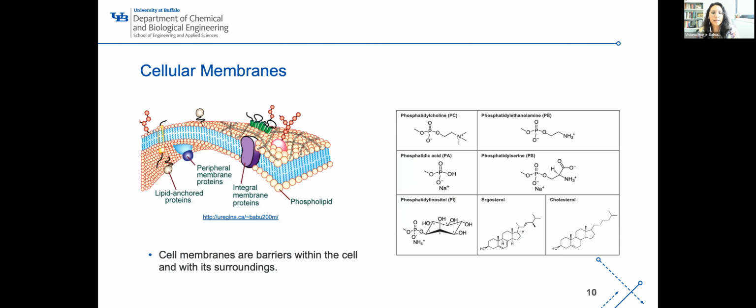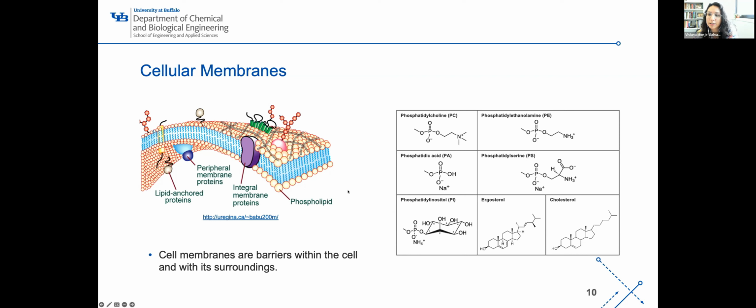Very briefly, cell membranes are made up of many, many different lipid types, as well as proteins. Lipids are by far what forms the scaffold of these membranes, and mammalian cells have thousands of different lipid species.